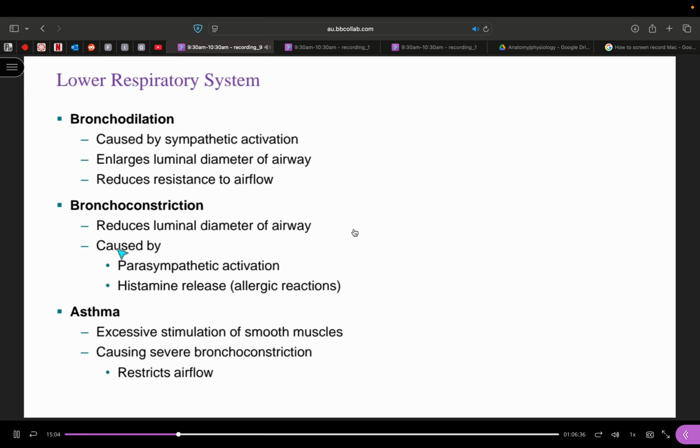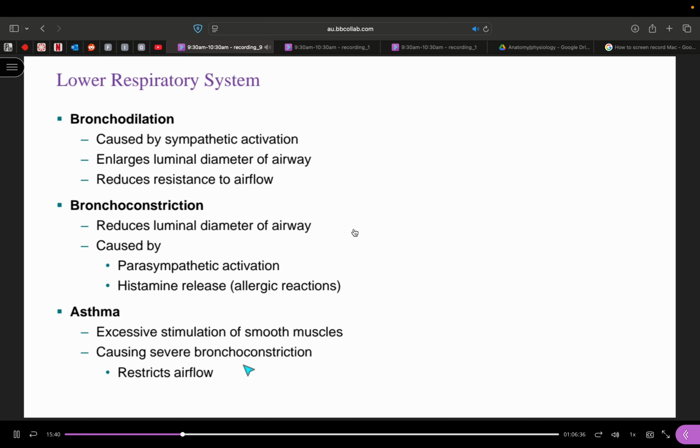When we get an increased resistance in airflow, we basically restrict the actual diameter of the airway, and that can be caused from a number of reasons, mostly parasympathetic activation as opposed to sympathetic activation, which is up here with bronchodilation. Bronchoconstriction also is the main thing associated with allergies, where people tend to puff up, and that's because histamine gets released as well. Histamine causes mass inflammation throughout the body, and you find yourself in a bit of a pickle. That's exactly what asthma is as well.